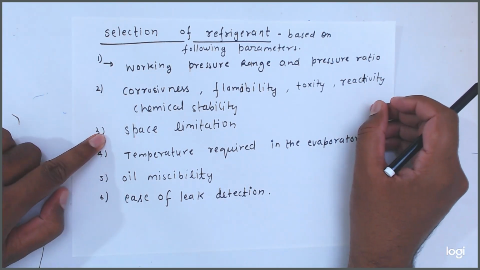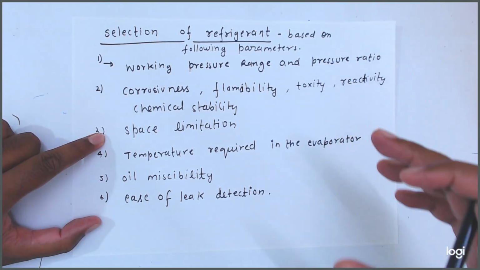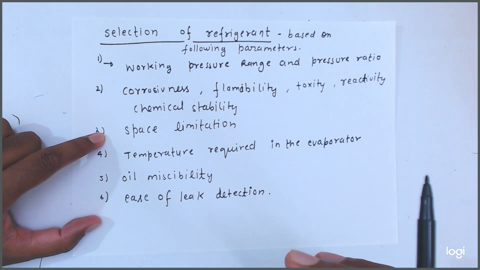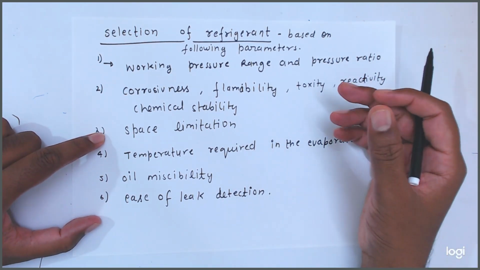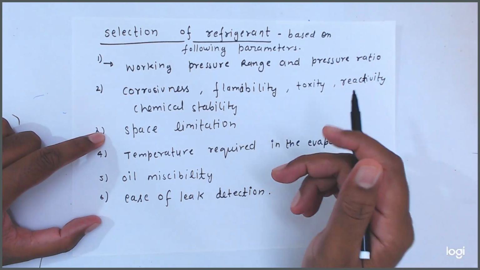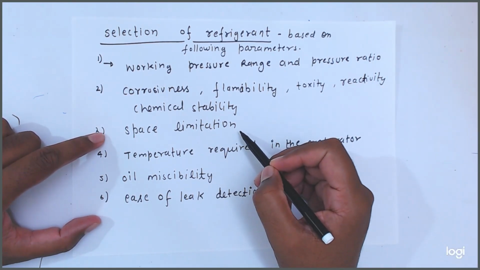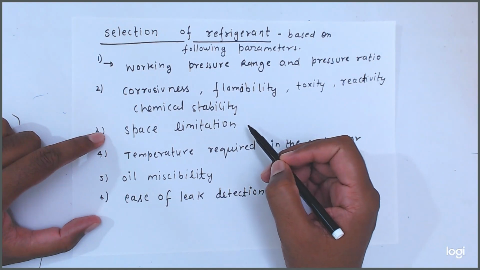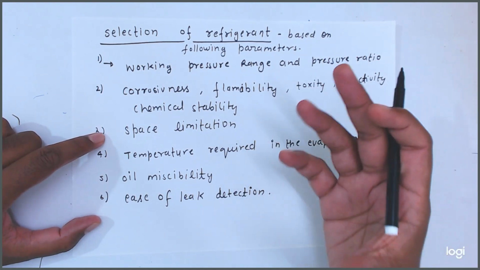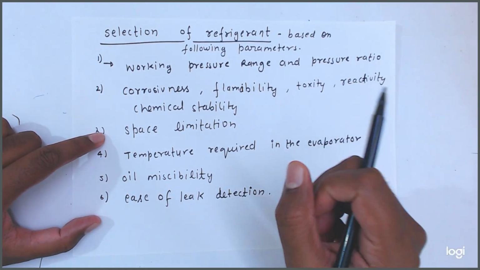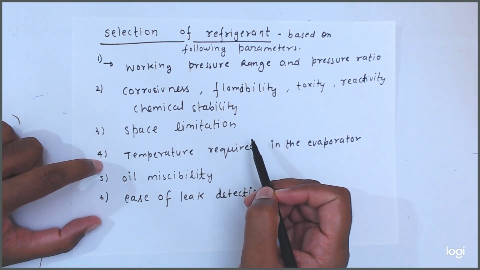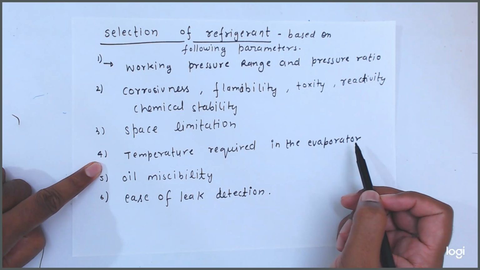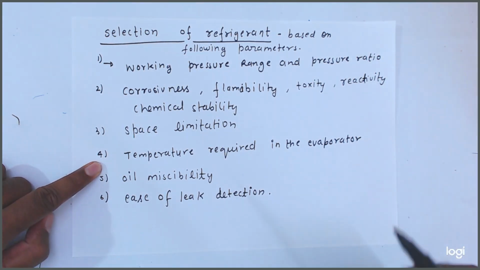Also, space limitation is there. Suppose a cooling tower or cold storage is there. Cold storage space is more, but in a domestic refrigerator or air condition, space is less. So based on the space limitation, we have to decide. Then the temperature required in the evaporator, how much refrigeration we want.